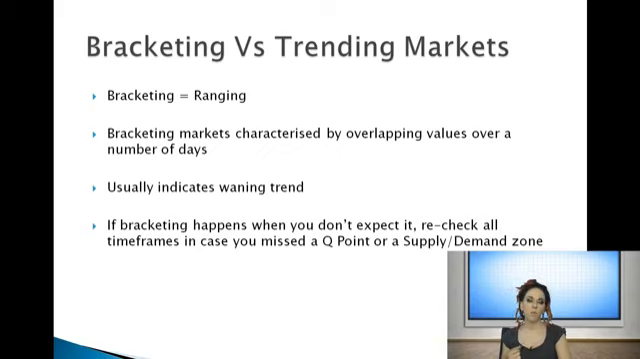Bracketing really stands for ranging markets. It is simply a market profile term that they use. So a lot of profile traders use the term bracketing as well. What does that mean? Well, when markets go into a balance, what becomes really obvious with value areas over several days is that they start to overlap. And that usually means that the trend is waning. The price is losing conviction, it's losing momentum to keep going in the same direction.